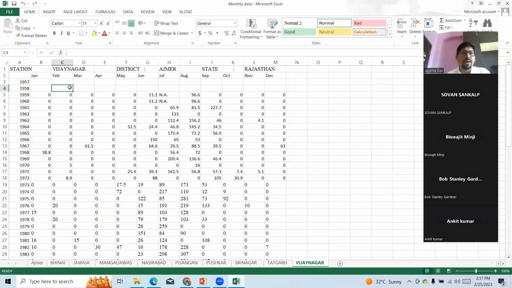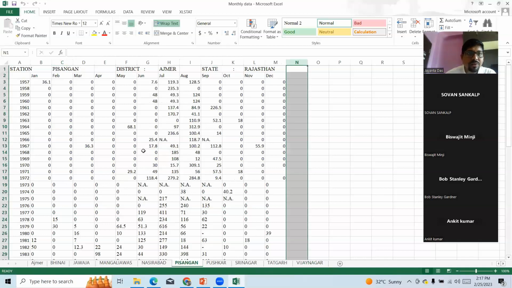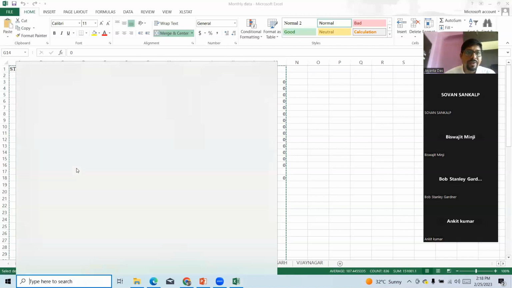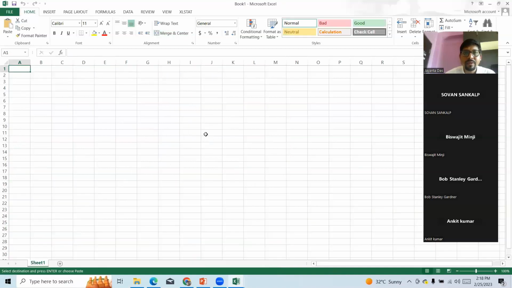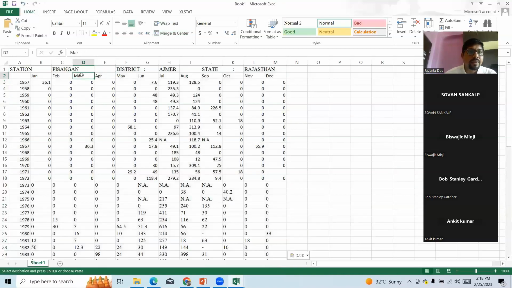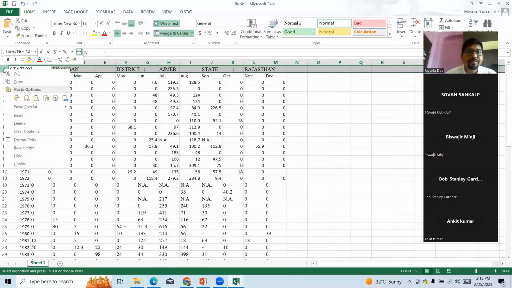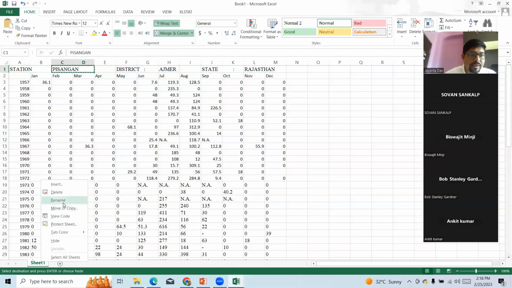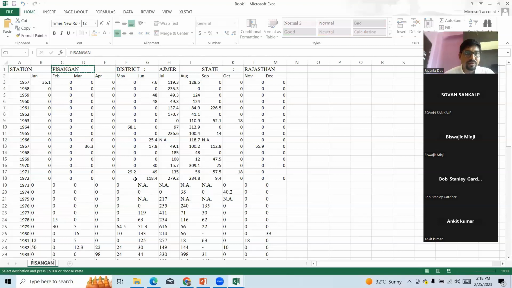So see what I have found here. There is some NA, not available. Data is not available. Here there is missing data. We have to check one by one. If we consider the first station, like Pishangan, okay, Control A, open a new Excel. No need for this name, because I'll save it by this name, Pishangan. So we can easily rename it. This is a station name.